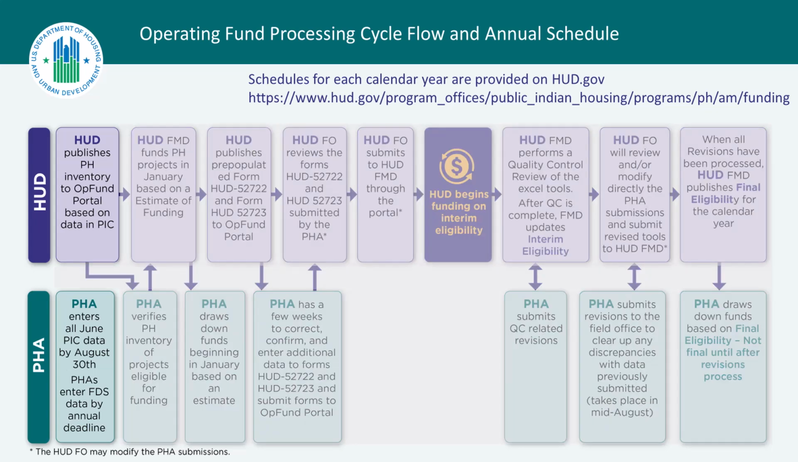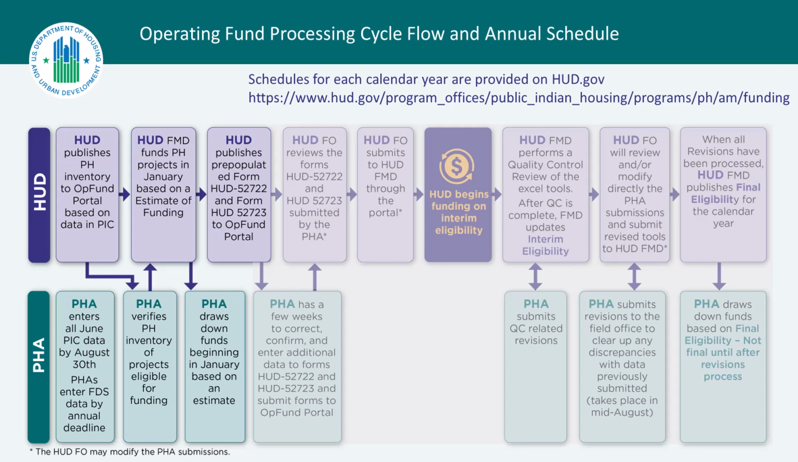The process begins when HUD publishes the inventory of projects eligible for funding. HUD develops the inventory by pulling building and unit characteristics from IMS PIC, typically in September or early October. PHAs must verify that HUD's inventory is accurate to ensure all eligible projects will receive funding. Next, HUD funds PHAs on an estimate based on PIC, FDS data, and data from the prior year.